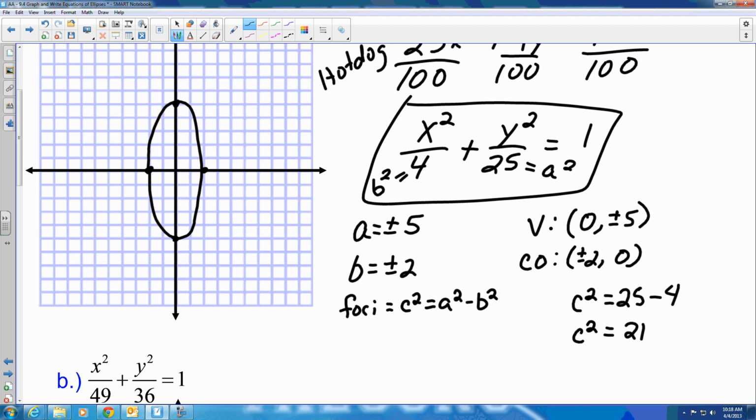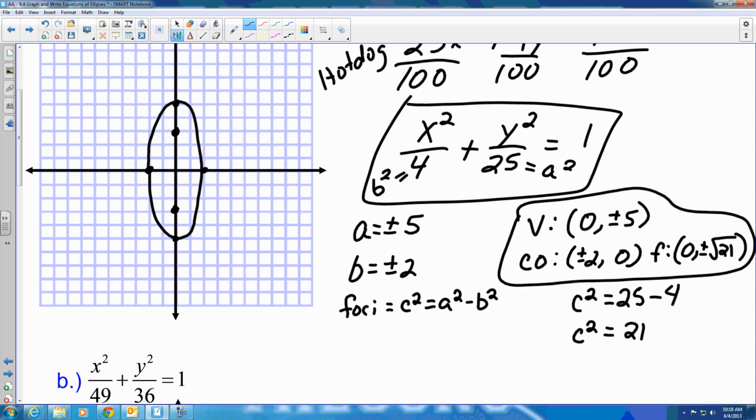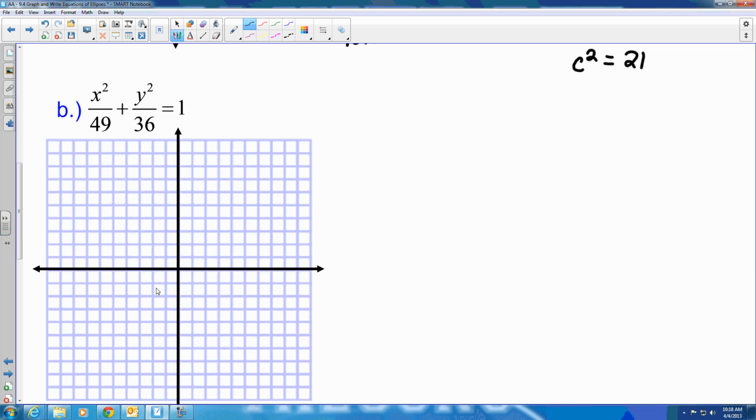21. So that means that my coordinates for my foci are going to be, and I know that it's going to be somewhere in here and here, along the y-axis, so it's going to be 0 comma plus or minus the square root of 21. So these are the three main points that I'm looking for. Okay?